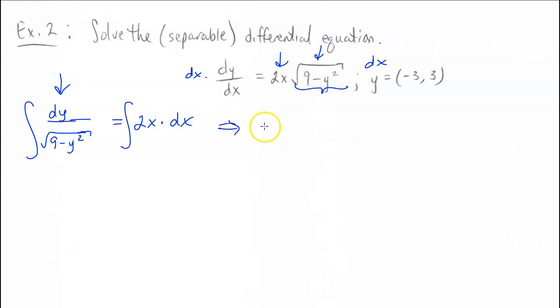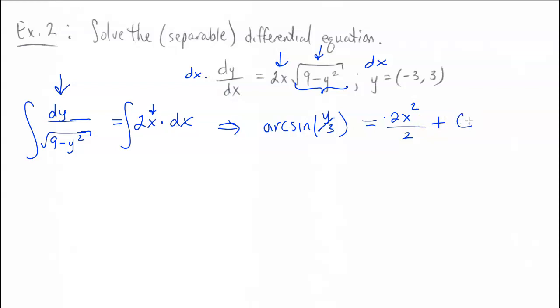going to be arc sine of y divided by 3 plus some constant. And actually, I'm going to do the plus constant on the right-hand side. And of course, here on the right-hand side, this is just going to be 2x squared divided by 2, because the antiderivative of x is just x squared over 2 plus some constant.